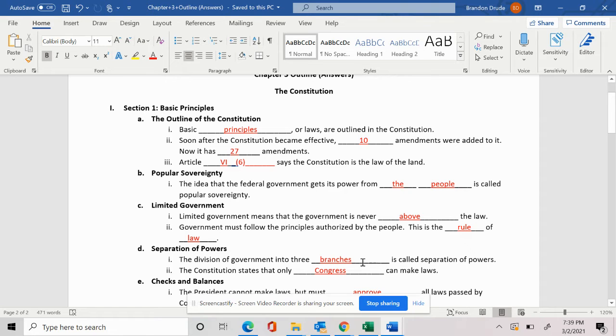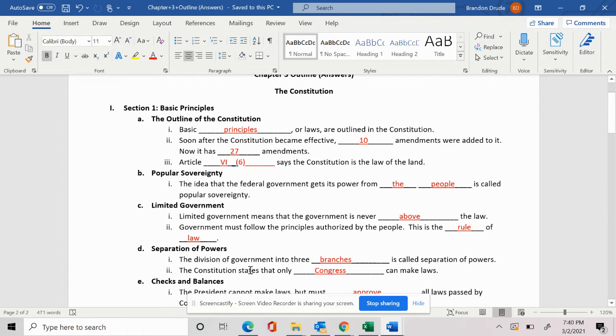And on that sheet Miss Lucas has with the visuals, there's a nice little picture of a tree that shows you the different branches. An example of a power that is only given to one branch would be Congress. Congress is the only one that can make laws. The executive, so the president, can't, and the Supreme Court, which is the judicial, cannot. Only Congress, the legislative branch, can make laws.